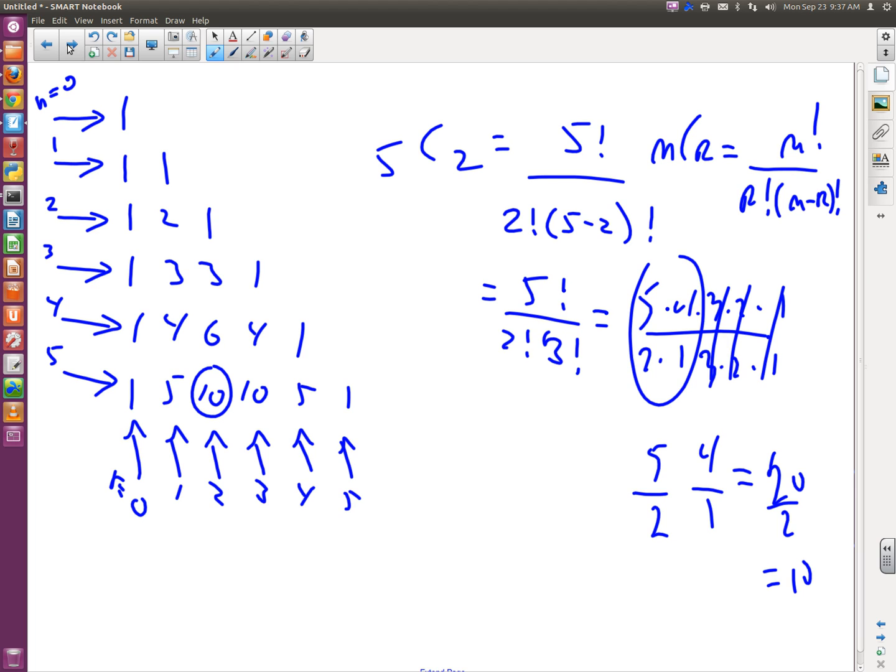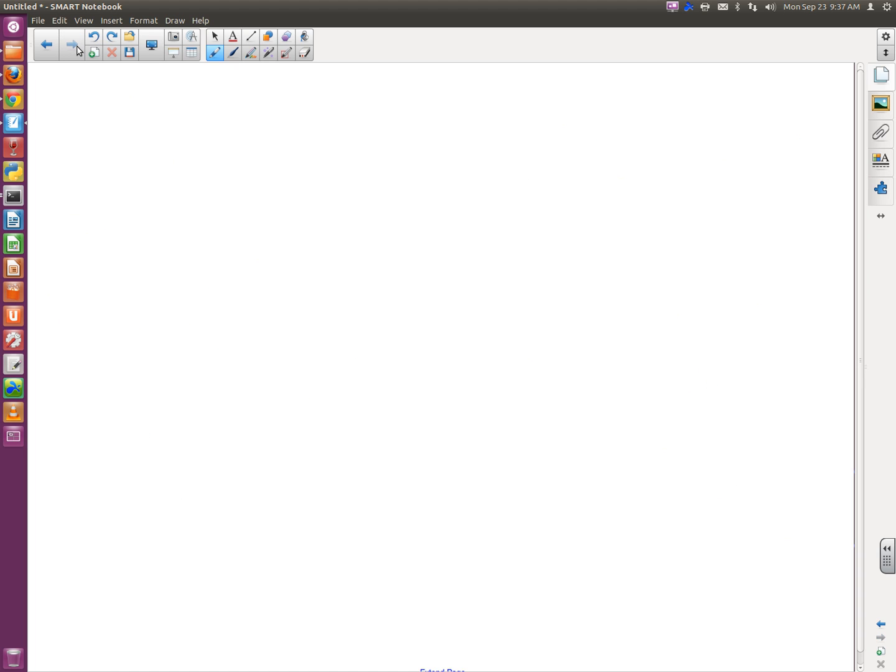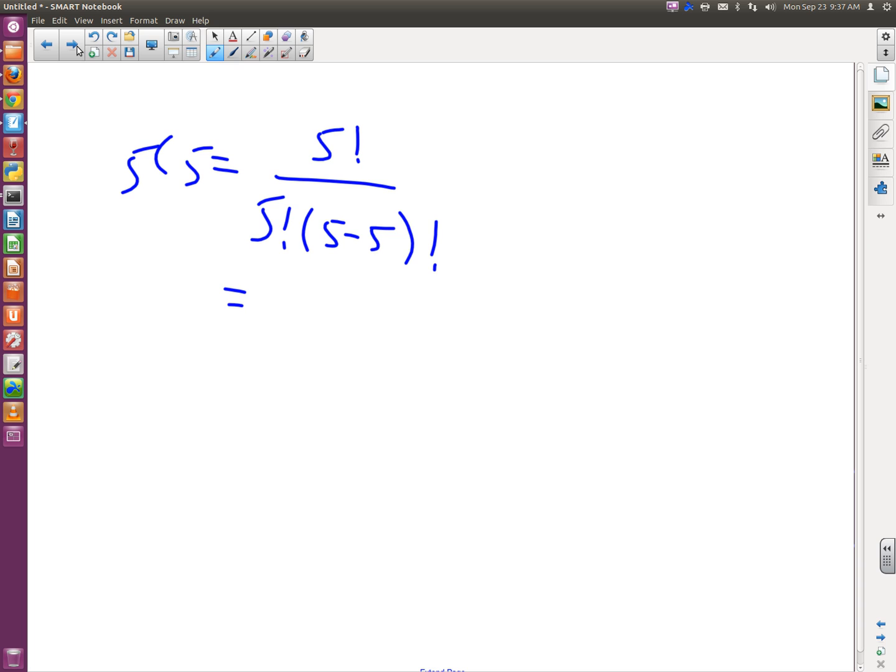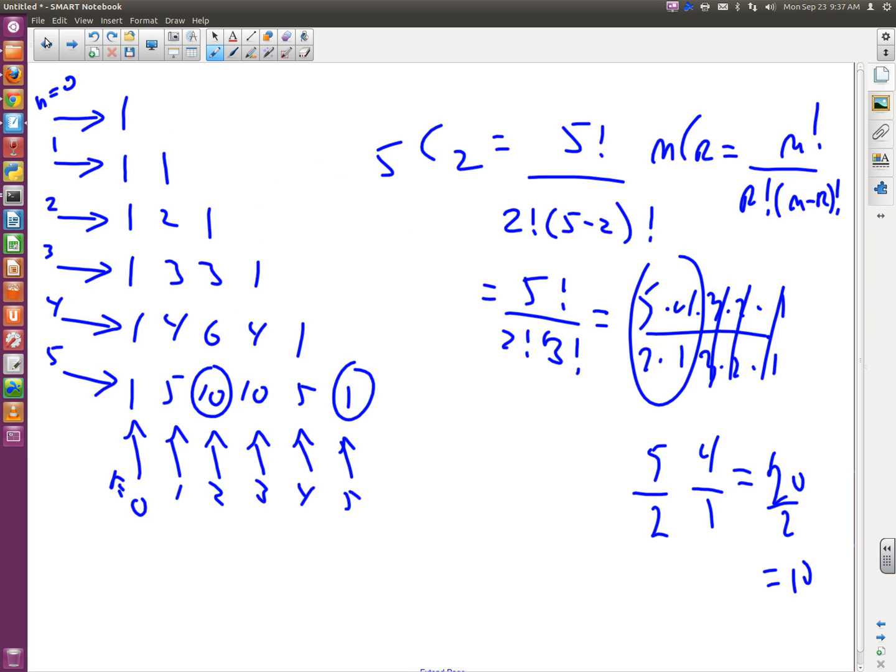Okay. How about this one? What's 5C5? Can you do it this way? What's 5C5 according to this? Well, let's see. 5C5 is going to be n factorial, which is the first 5, over r factorial, the second 5, over 5 minus 5 factorial. So 5 factorial divided by itself is 1, and that's what we said it would be, right?